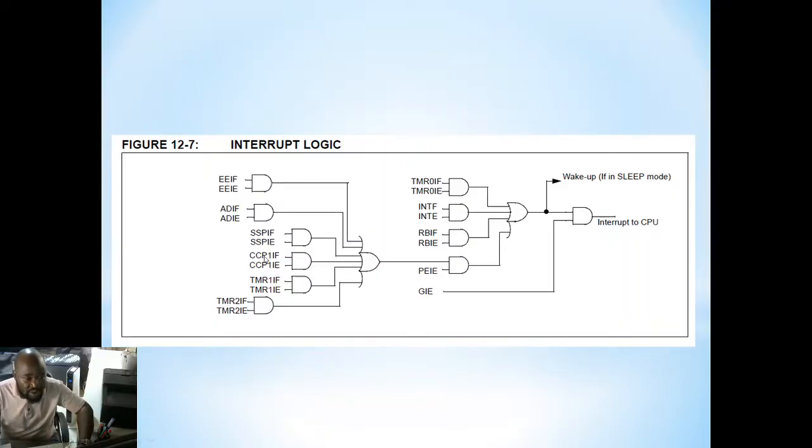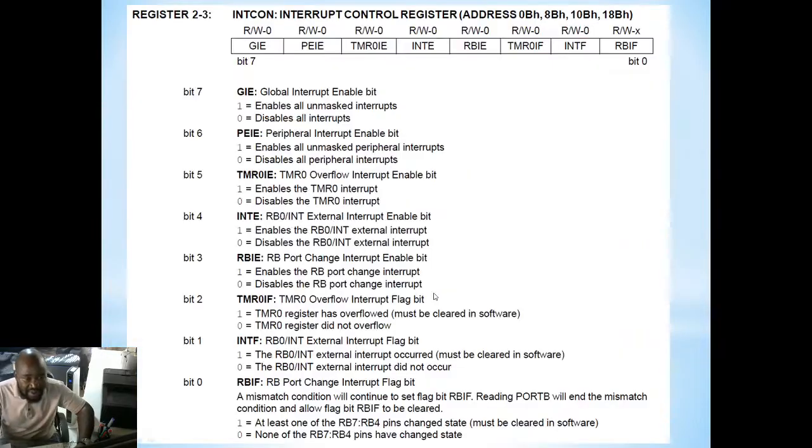But now the rest of these other logic, they are the same as what I just described in terms of the RB0 interrupt. So for this tutorial, we are just going to use the RB0 interrupt. Let's look at INTE, INTF, and then the GIE. Those are the 3 bits we're interested in. Now, looking at the INTCON register.